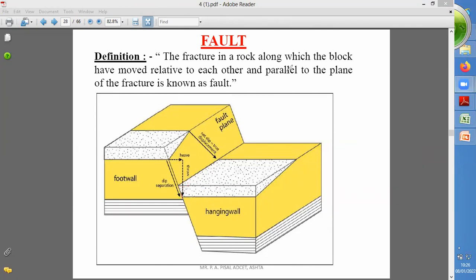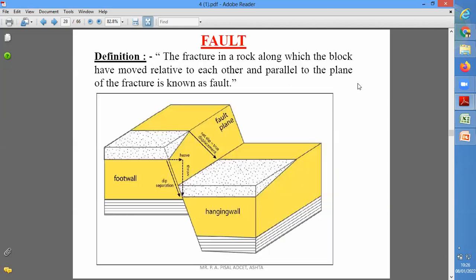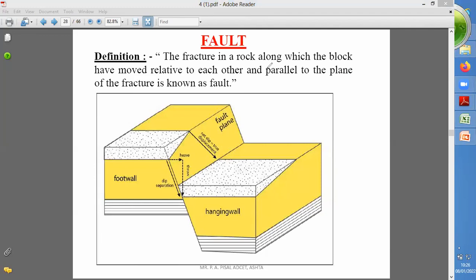Okay, now the next part is the hanging wall and footwall. Hanging wall means, two blocks are formed in the fault. Always remember that two blocks are formed in the fault. In those two blocks, one block is considered as a hanging wall and another block is considered as a footwall. So here, this right hand side block is the hanging wall and this left hand side block is the footwall.